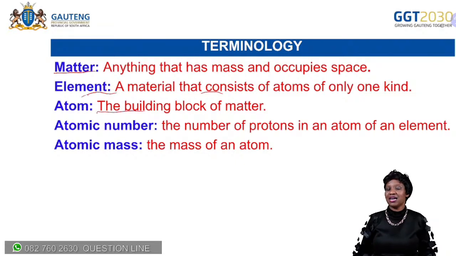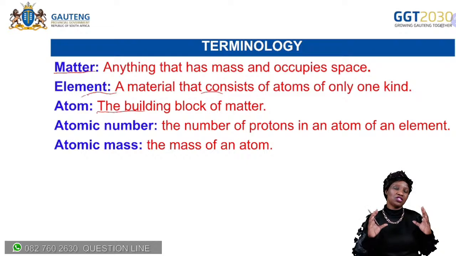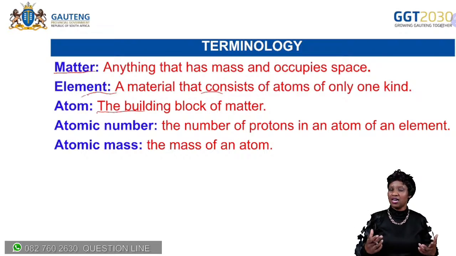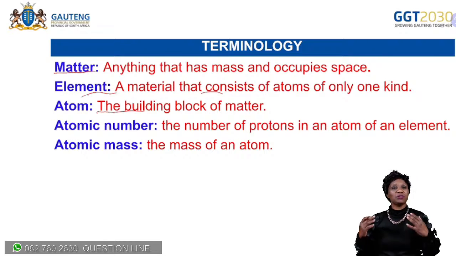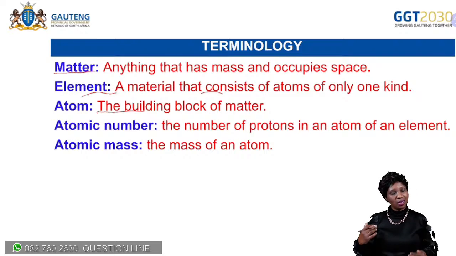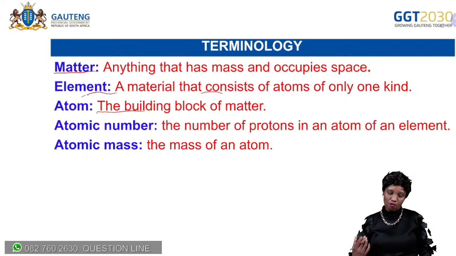Okay. And then what about an atom? How can we define an atom? An atom is very tiny, it's very small, it's minute. You cannot see it with the naked eye. But how can we define an atom? It is the smallest building block of matter. All right. An atom is the smallest building block of matter.